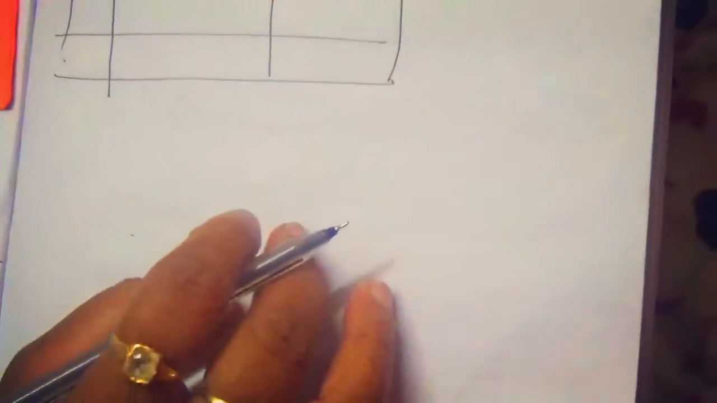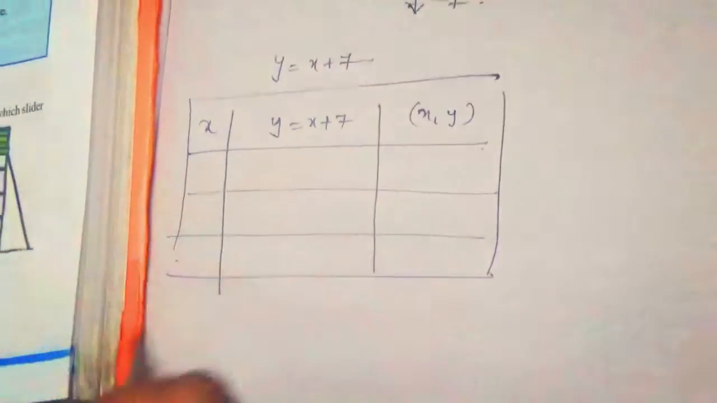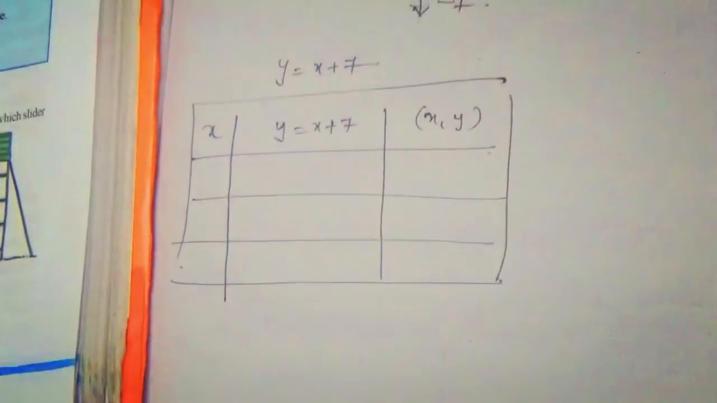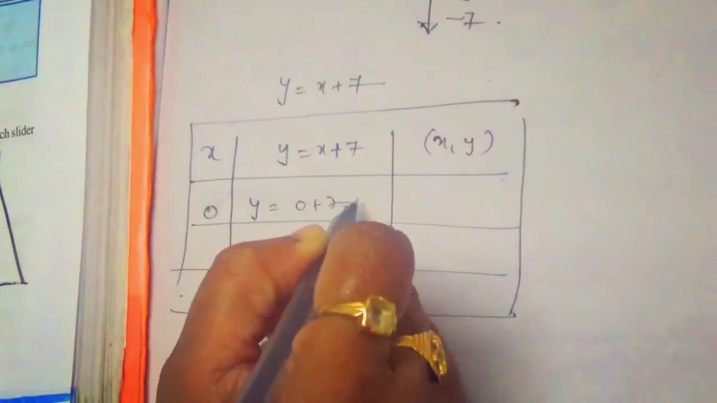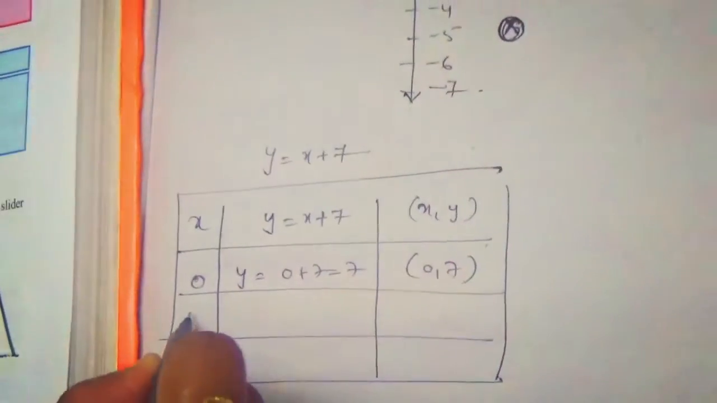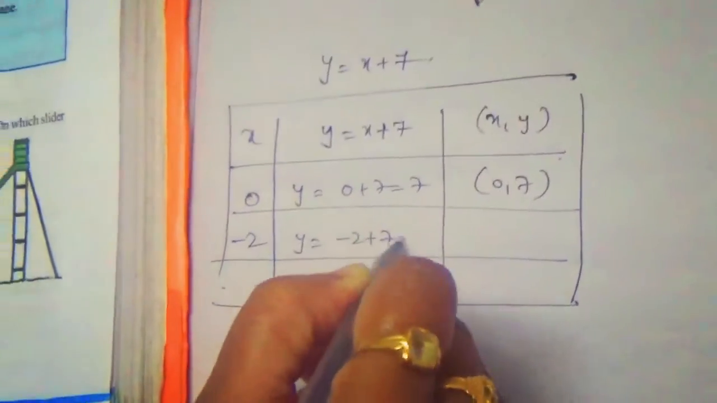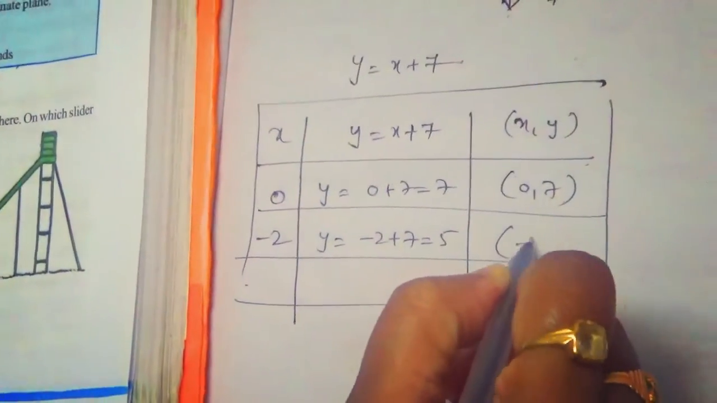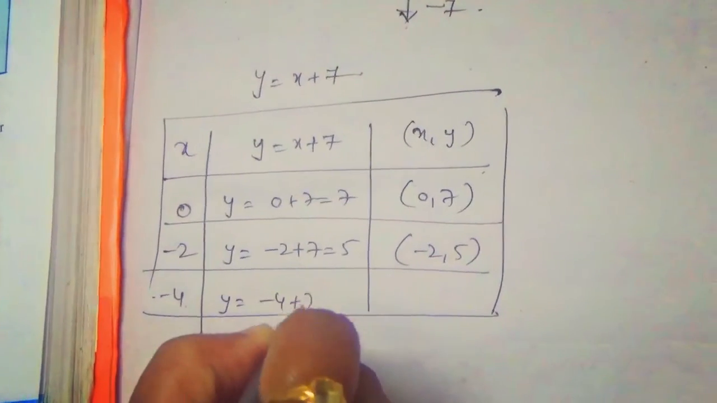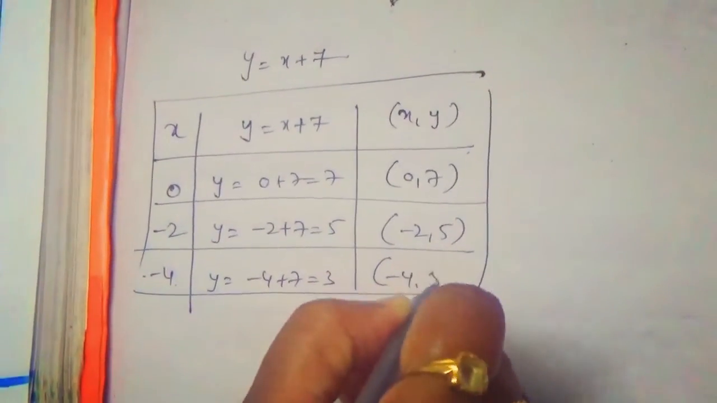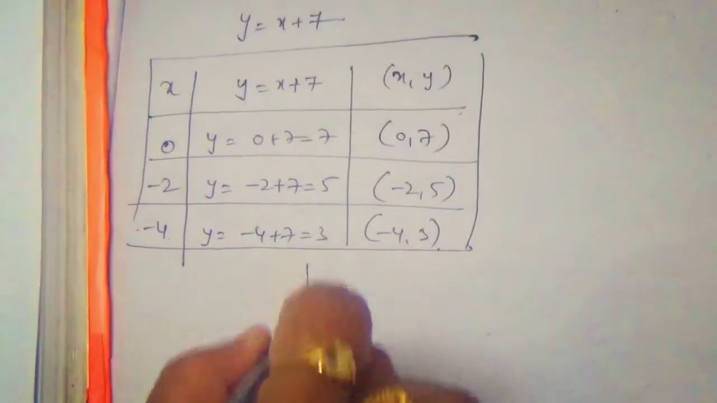Yes, it will give a straight line. Why? Because it is a linear equation. Look here. When I take x equal to 0, y is equal to 0 plus 7, that is 7. So 0 comma 7. When I take x equal to minus 2, y is equal to minus 2 plus 7, that is 5. That is minus 2 comma 5. When I take x equal to minus 4, y is equal to minus 4 plus 7, that is 3. Here we have minus 4 comma 3. Just like this, you have to make the graph.